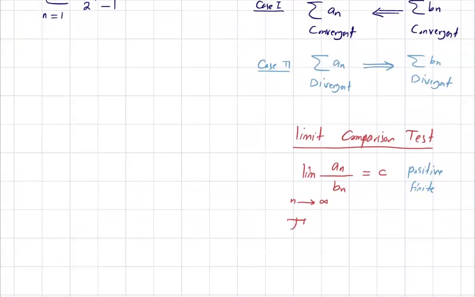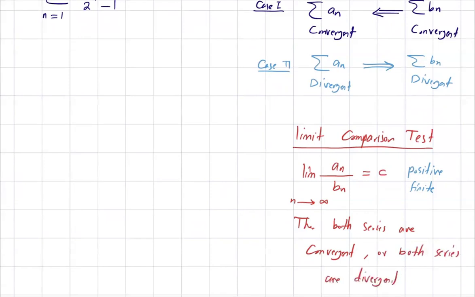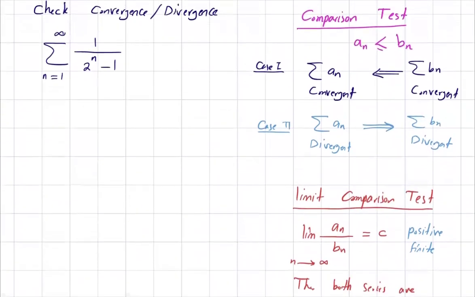Then either both series are convergent or both of them are divergent. So let's take a look at this.